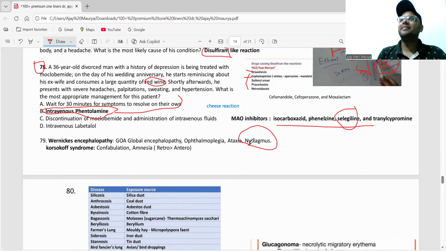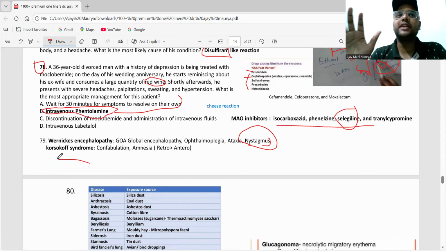Whenever the examiner asks what is included in Wernicke's encephalopathy, they will say nystagmus is not there. Actually, nystagmus is also present. Next, they will read only this one, encephalopathy. They will forget this one, Korsakoff.